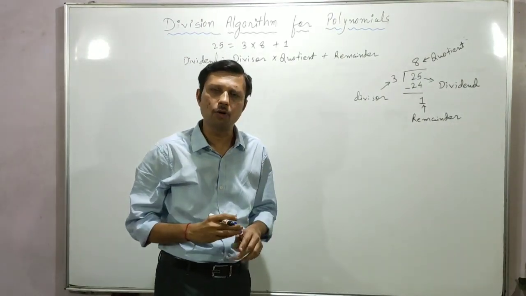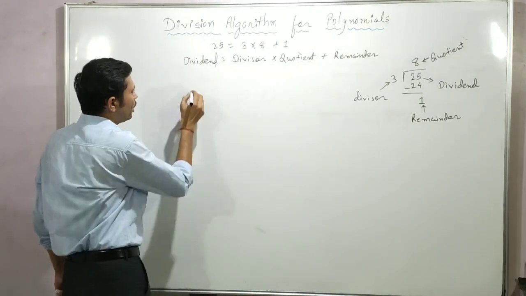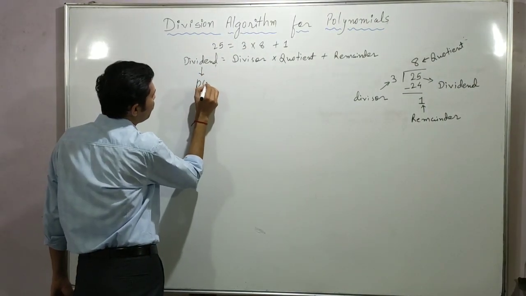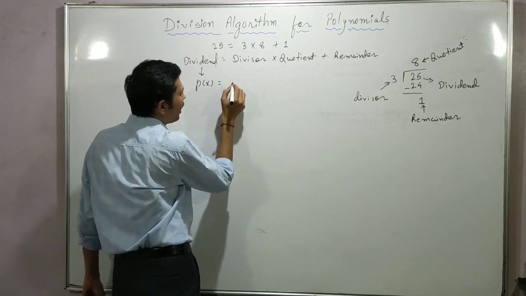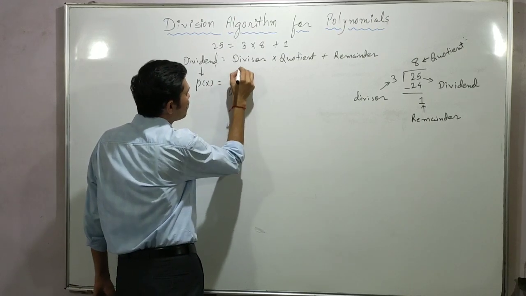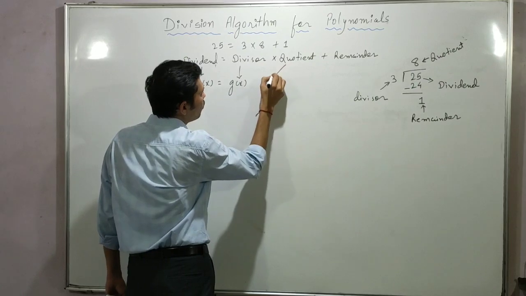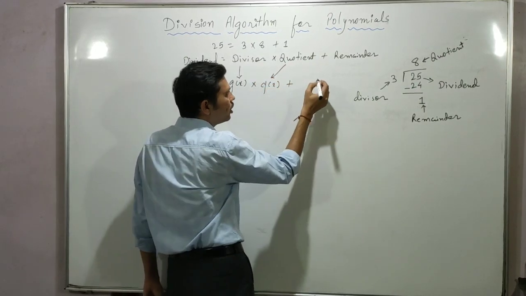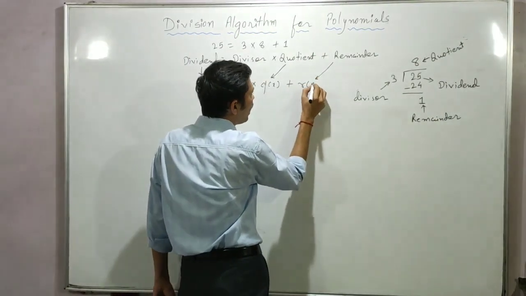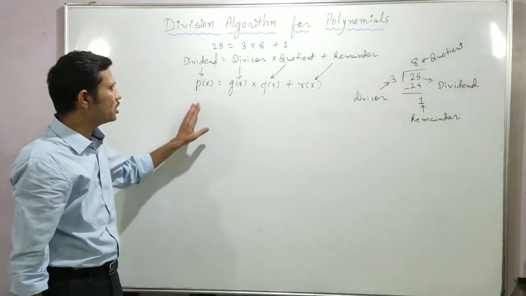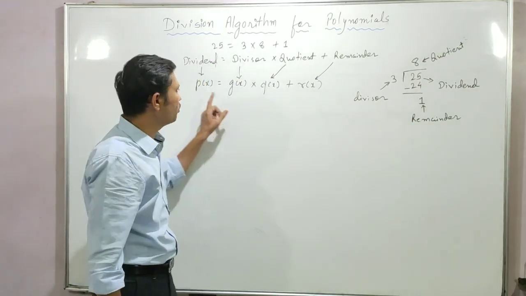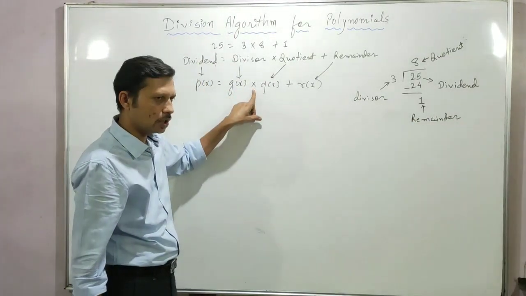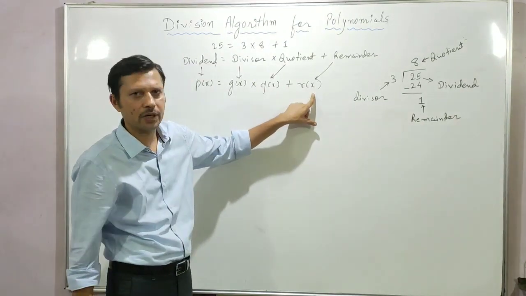they are all in the form of polynomials. And we have some standard symbols for that. For the dividend, we have the symbol p of x. For the divisor, we have the symbol g of x. For the quotient, we have the symbol q of x. And for the remainder, we have the symbol r of x. So the division algorithm for polynomials can be written in this form: p of x is equal to g of x into q of x plus r of x.